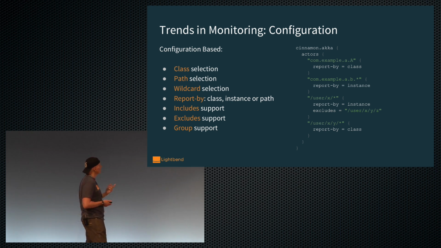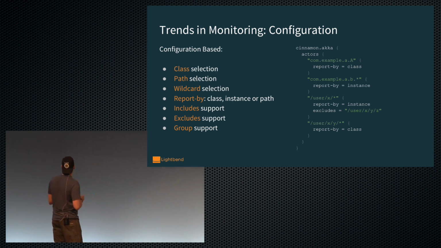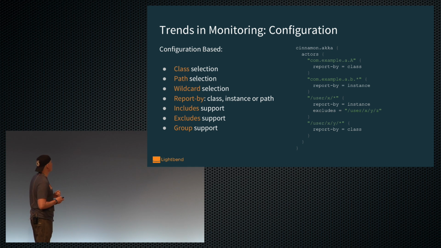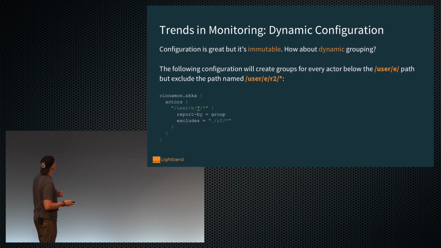So, on to a different topic, configuration. For us, one of the things that we do to get around the issue of there's so much going on is we give you the ability to configure how you want to monitor. And we have a number of ways. You can do it by class and path and wildcard and so forth. You can do grouping, you can do includes and excludes and et cetera. So it's a pretty robust configuration for our monitoring support, and this is an example.